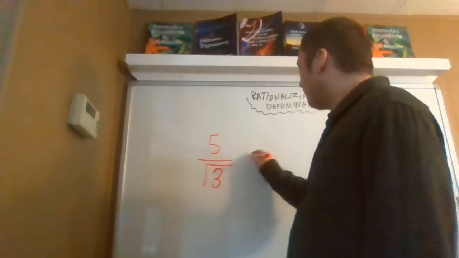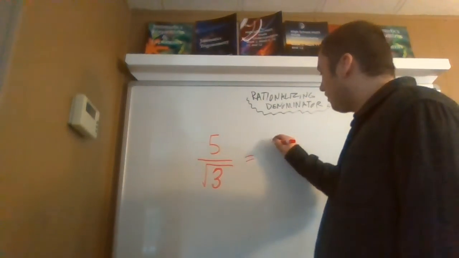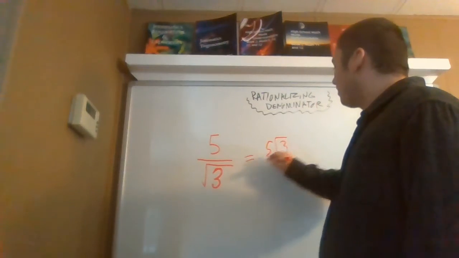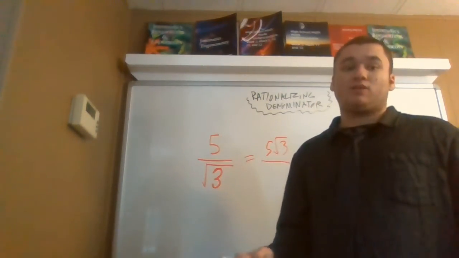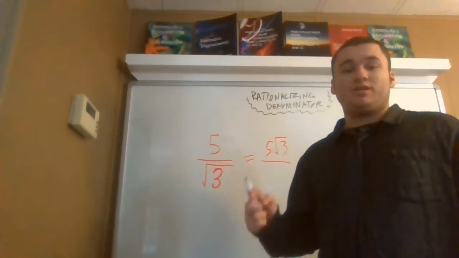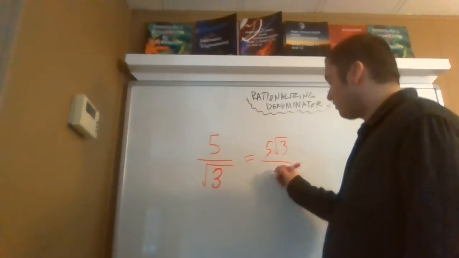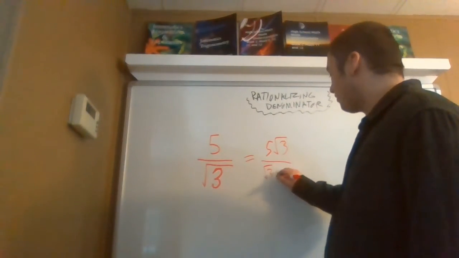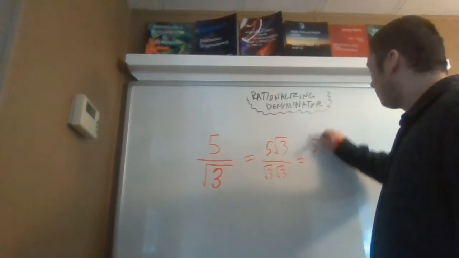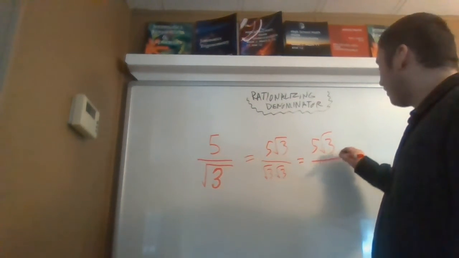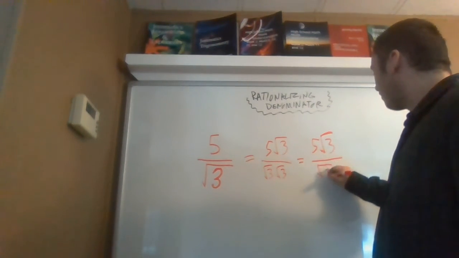How do we simplify that? Well, we multiply the denominator and the numerator by square root 3. The important thing to remember is that we do not only multiply the denominator by the radical, because we need to keep this fraction equivalent while simplifying it. Watch. 5 root 3 all over the square root of 3 squared.